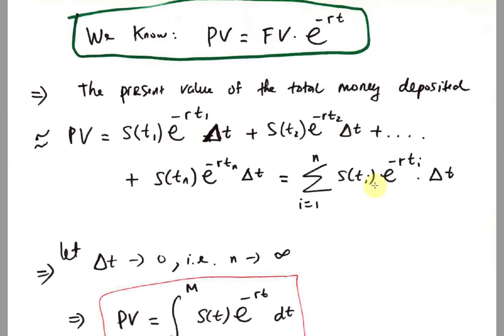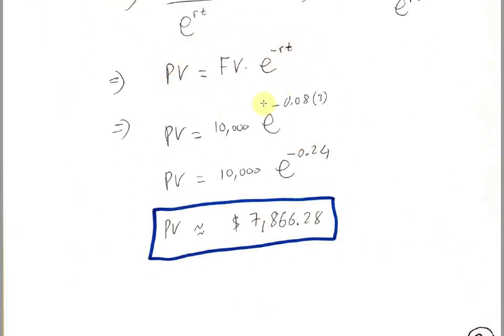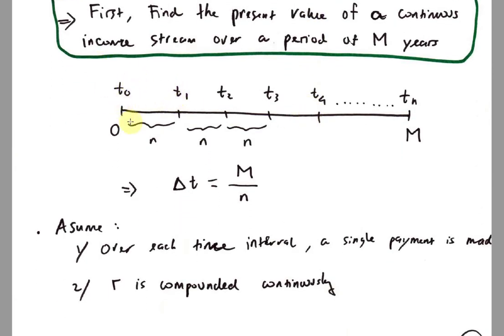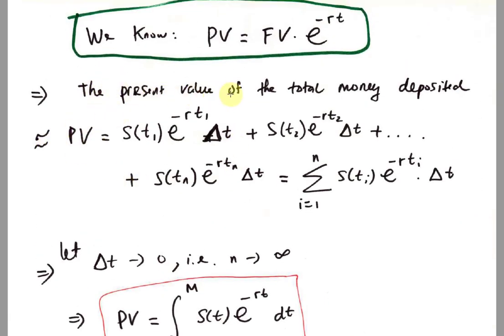Now we know that the present value is equal to the future value multiplied by e to the minus rt. We got this formula from the last example. So we still use this formula to find the present value of all the intervals. We can find the present value of the total money deposited into the account, because we have a lot of payments from year 0 to year m. We need to find all the present value of those payments.